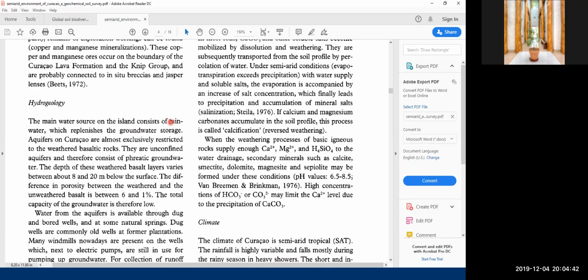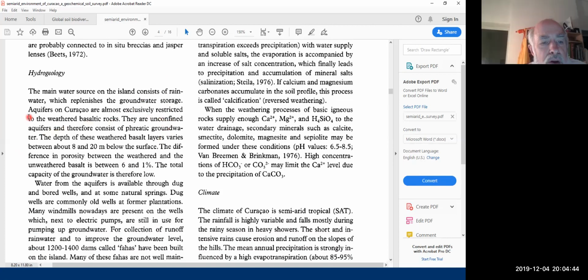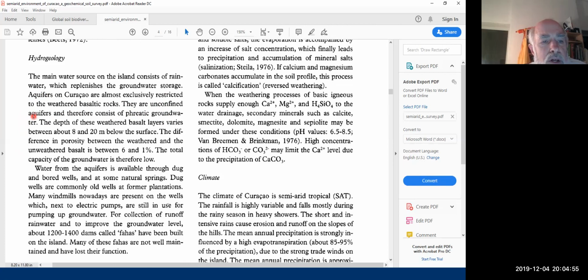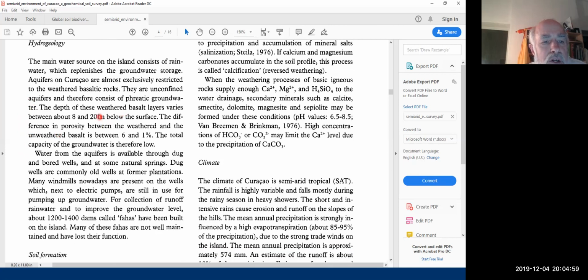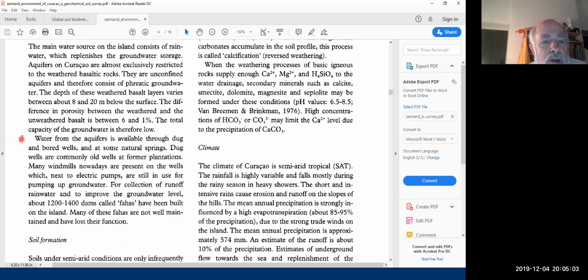Okay, groundwater. So they talk a little bit about groundwater. And so it's mainly water within cavities and small spaces within the rocks. And there's not a lot of capacity. Weathered basalt ranges about 8 to 20 meters, and there's only a few percent porosity.